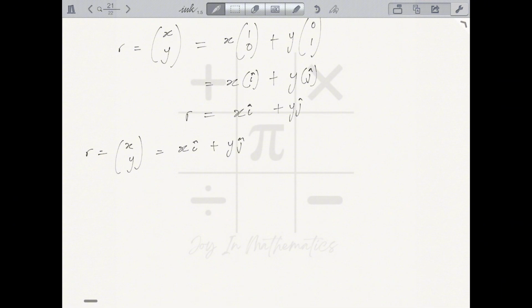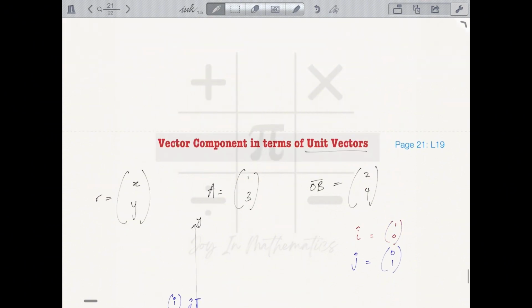So let's take examples here. I have A in terms of column vector (1, 2). I can rewrite this to give me 1i plus 2j, and B as a column vector, let's say (2, 3), will be 2i plus 3j. This is how we convert the column vector to vector components in terms of unit vectors.